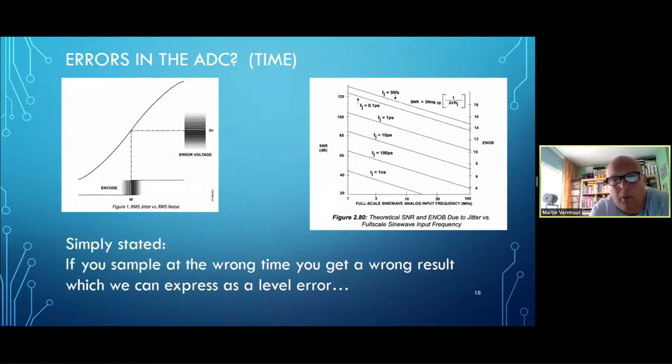So if we have errors in the value, we can also have errors in time. Because if you sample at the wrong time, and your signal in the world is changing, you're looking at something which is not linked to the time slot. So we can express it as a level error. And that means the number of bits, the number of quantization levels in your ADC, is also linked to the amount of jitter, the time variance on your sampling clock.